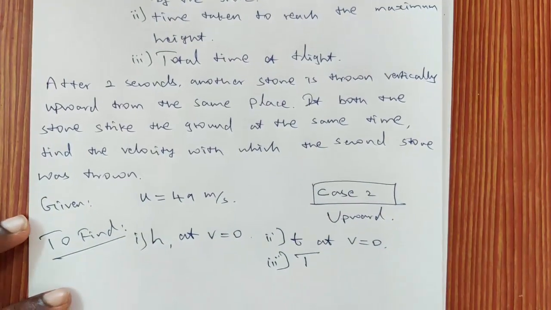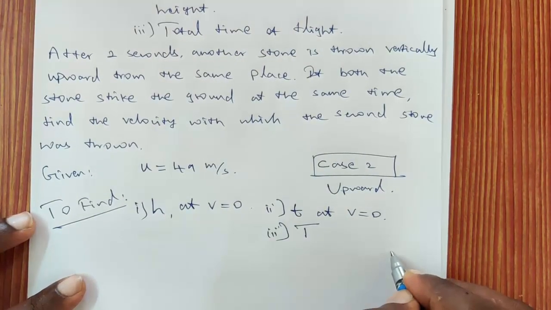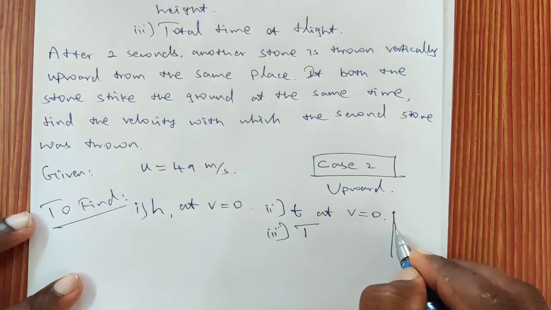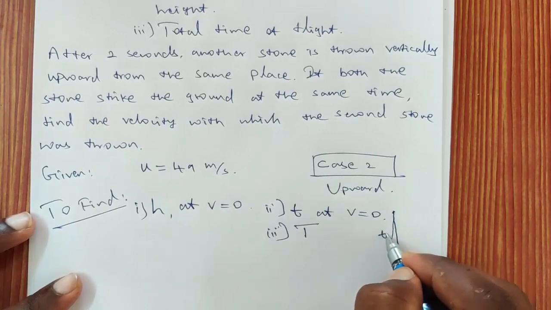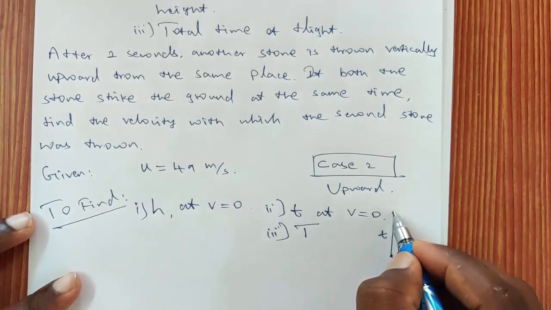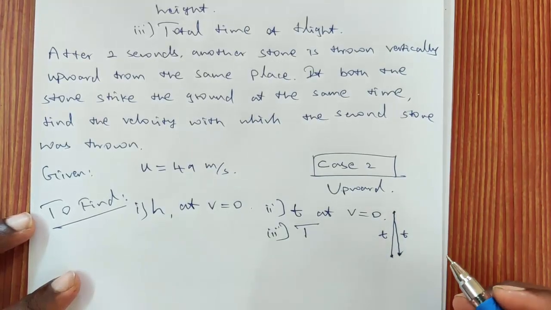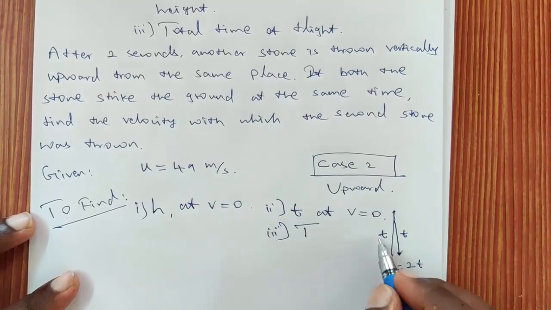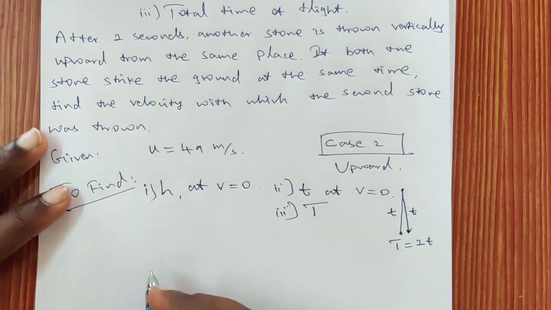So the total time carried by the stone. Actually the stone is thrown upwards and it reaches the maximum height, then it comes back to its original position. So the traveling time by the stone to reach the maximum height is t, and from the maximum height the stone takes the same time to reach the ground. So the total time of flight capital T is equal to 2 times the small t. Okay, so first we will calculate the h.